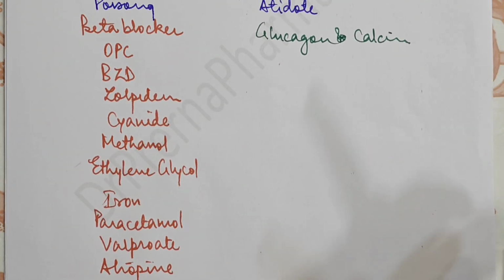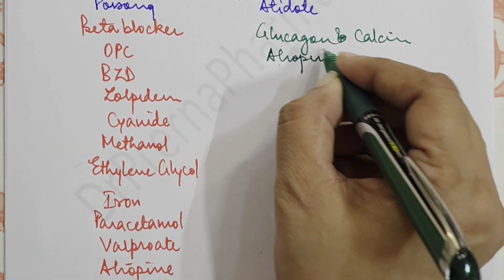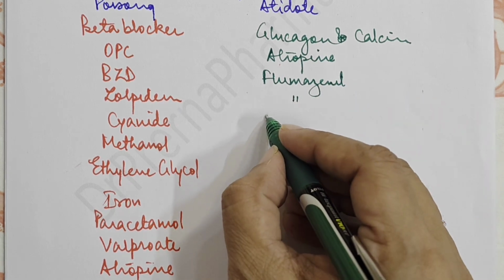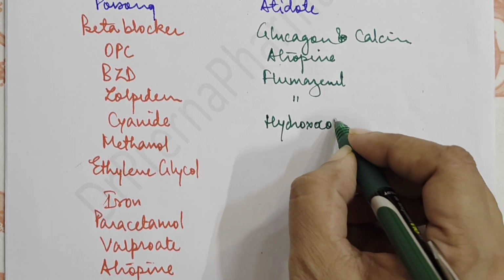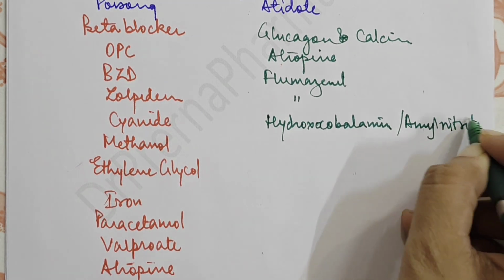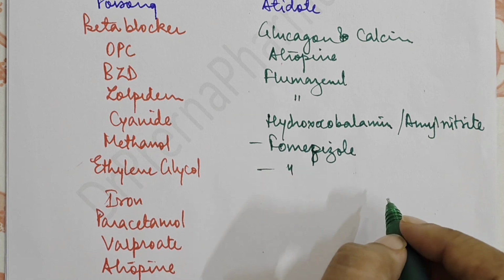Now let us see what are their antidotes. Beta blocker antidote is glucagon plus calcium. OPC poisoning antidote is atropine. BZD poisoning, flumazenil. It is also for zolpidem. Cyanide poisoning we use either hydroxycobalamin or amyl nitrite. Then methanol is fomepizole. Ethylene glycol is also fomepizole.